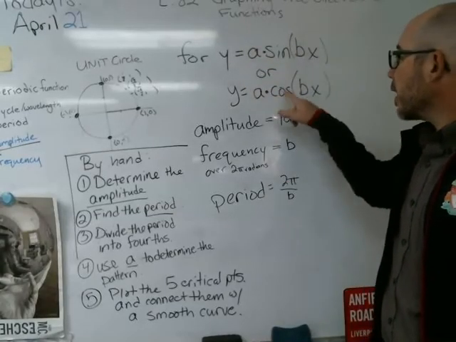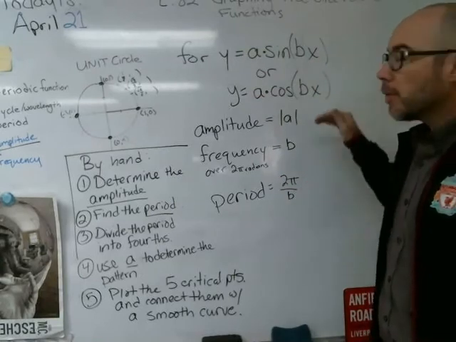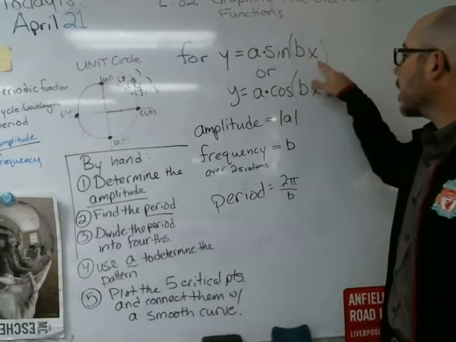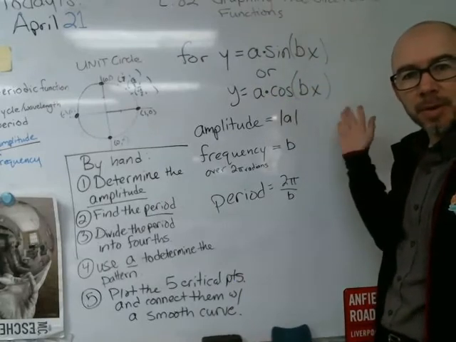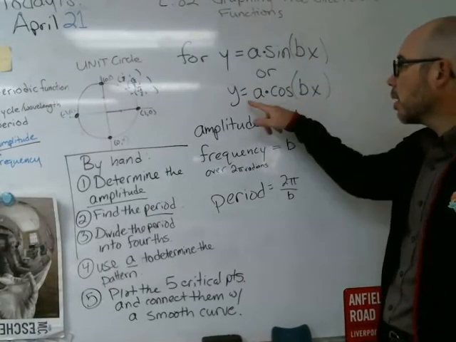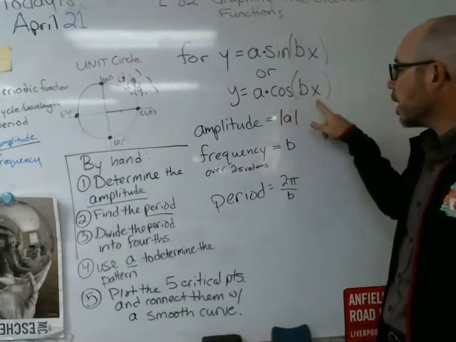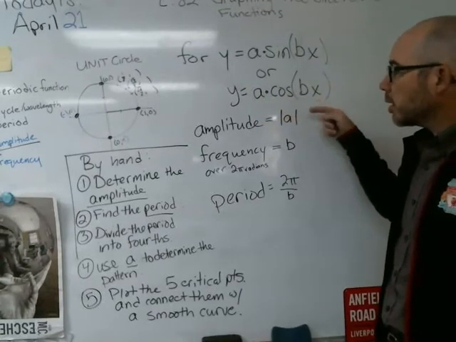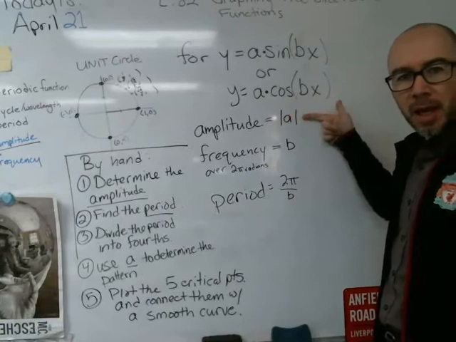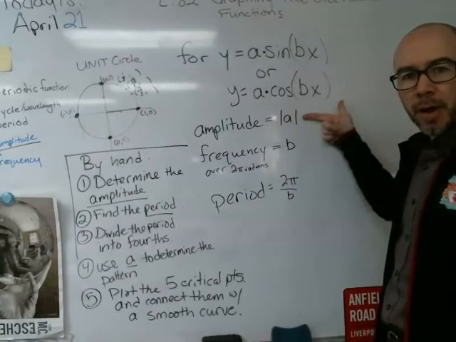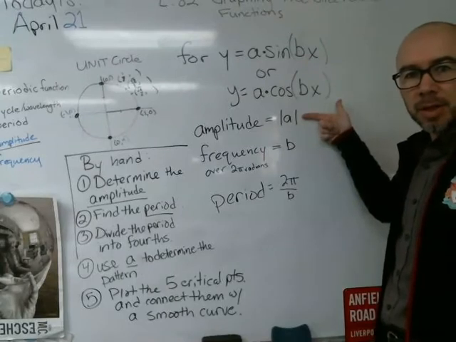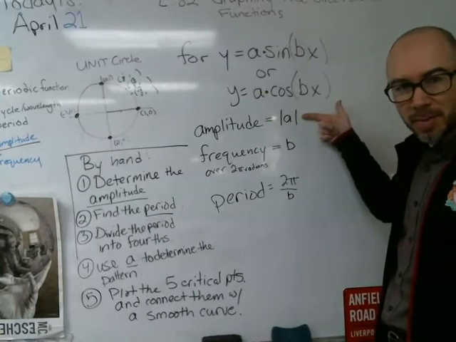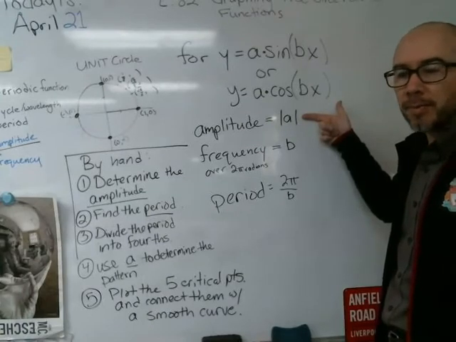For either the sine or the cosine function, for a times sine bx, or if we use cosine, they're the same shape, but just a little bit shifted off from each other. Y equals a cosine bx. We're going to determine the amplitude by taking the absolute value of the number a. Absolute value because amplitude just says how high or how low. If it's negative, it still has the same amplitude. We're going to take the absolute value.